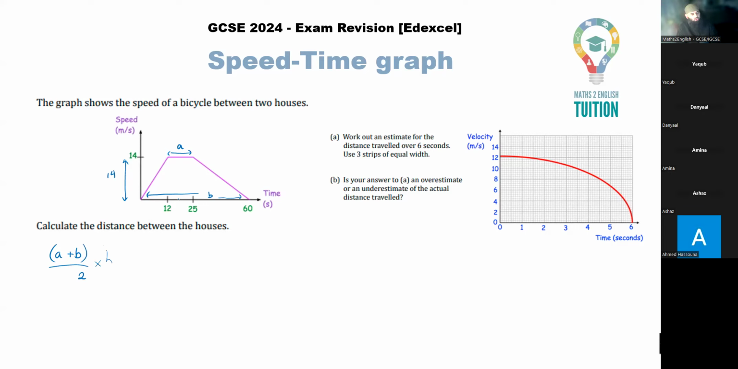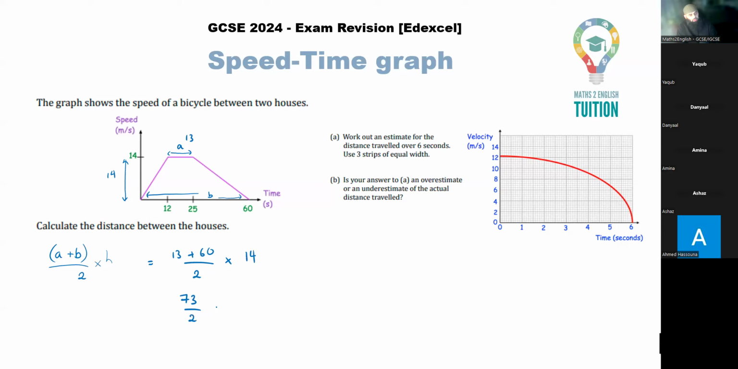Okay, so we add the two. A, the difference between these two, is going to be 13. B is 60. So if I write over here, it's going to be 13 plus 60, divided by 2, times the height, which is 14. Okay, so over here I'm going to have 73, and then I'm going to divide 73 by 2.